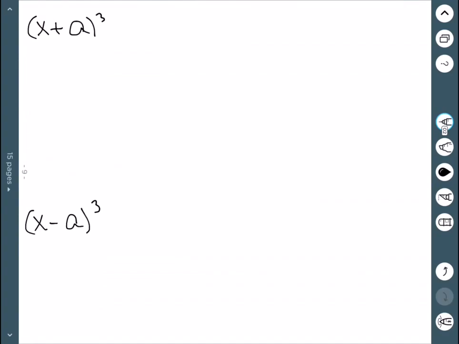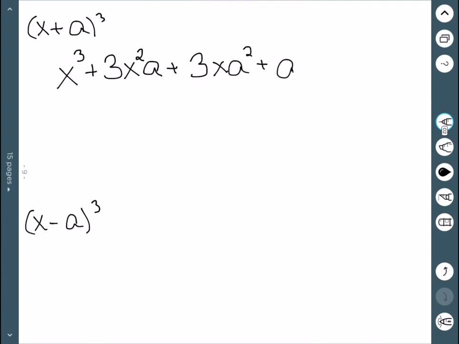Our next products are cubes. So we have x plus a cubed. This is x cubed plus 3x squared a plus 3xa squared plus a cubed.